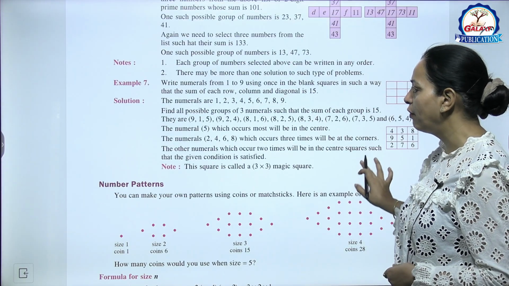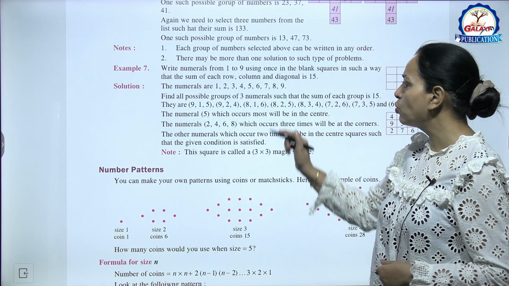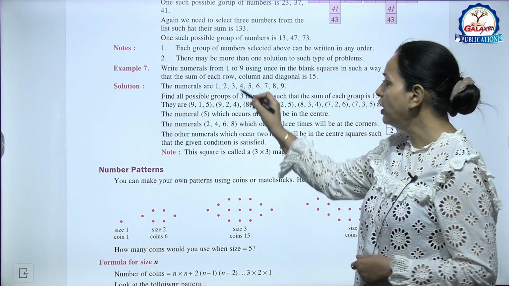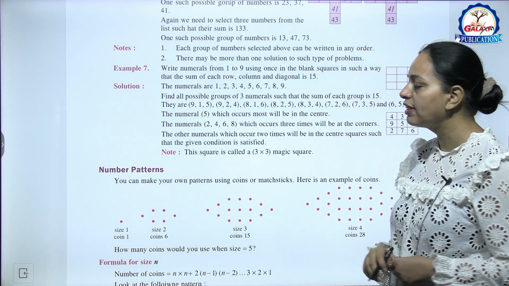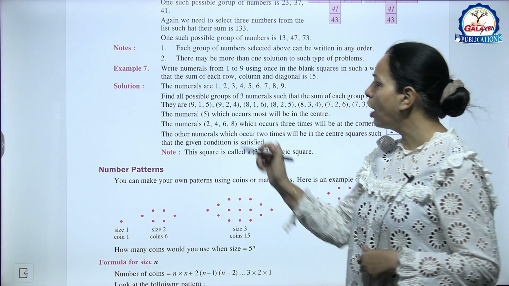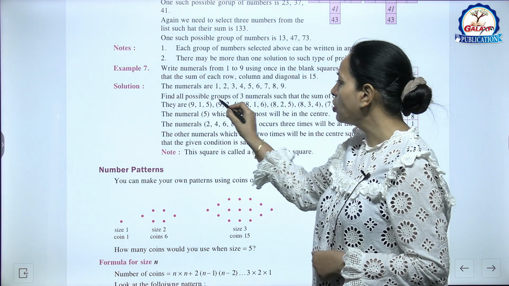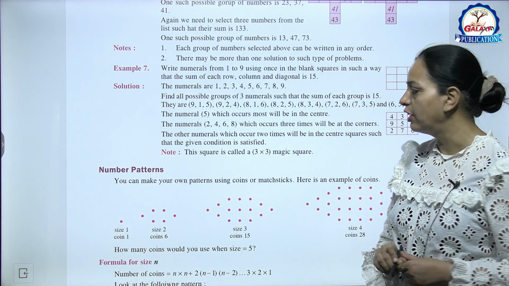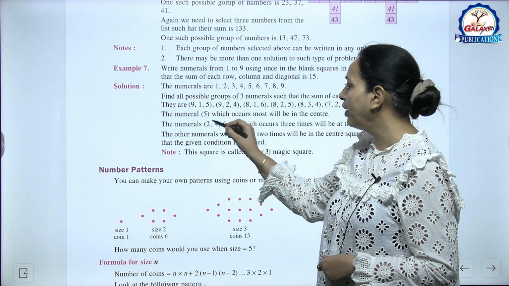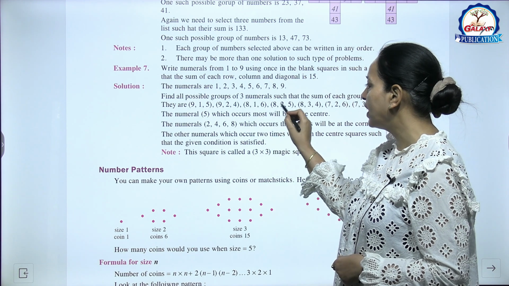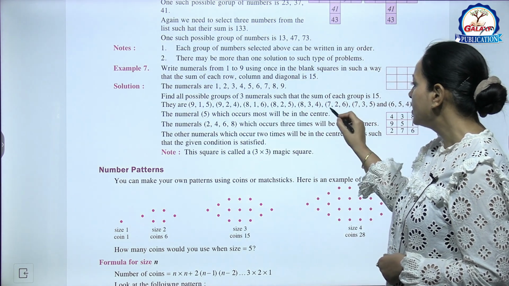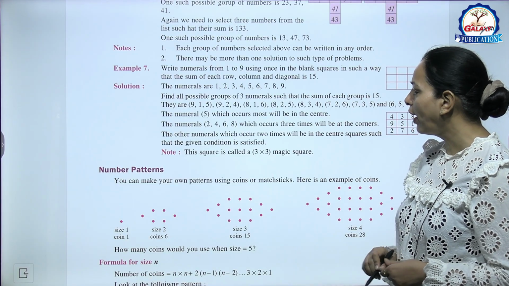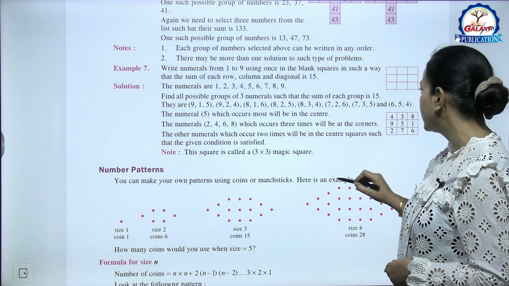Now example 7. Write numerals from 1 to 9 using ones in the blank square in such a way that the sum of each row, column and diagonal is 15. Now the numerals are 1 to 9. Find all possible groups of 3 numerals such that the sum of each group is 15. So write 915, 924, 816, 825, 834, 726, 735, 654. Now the numeral 5 which occurs most will be in the center.